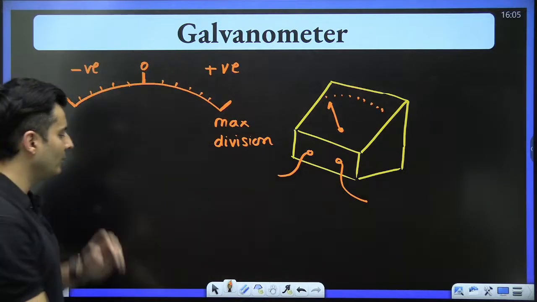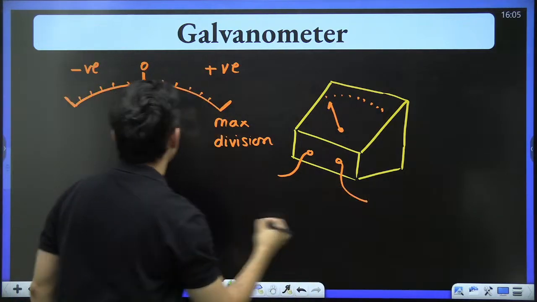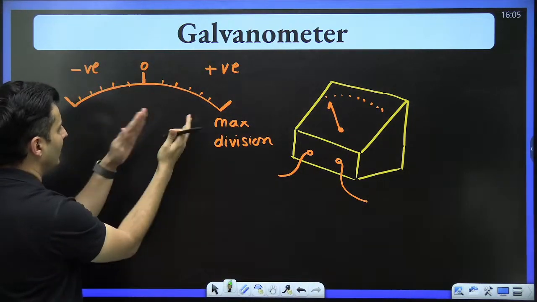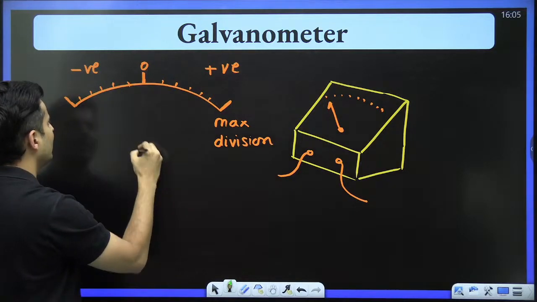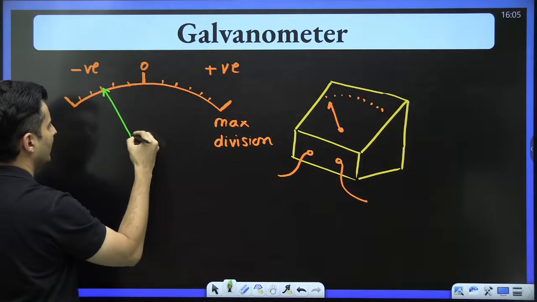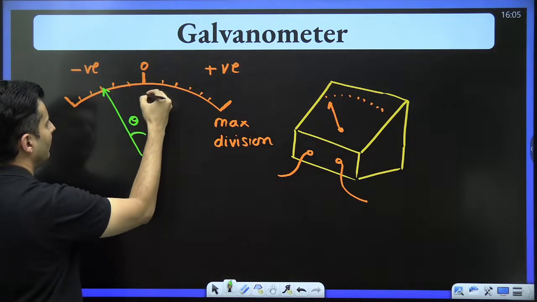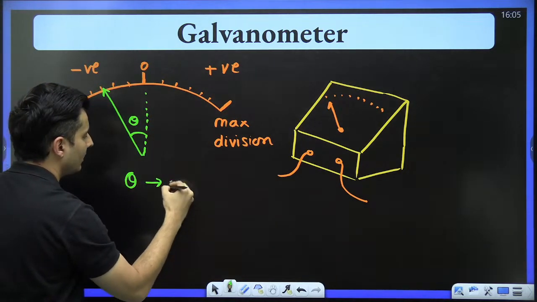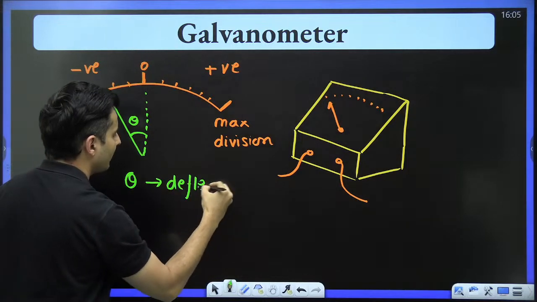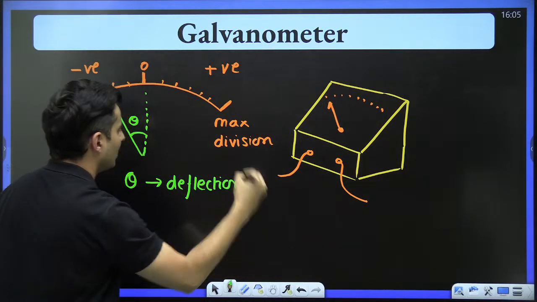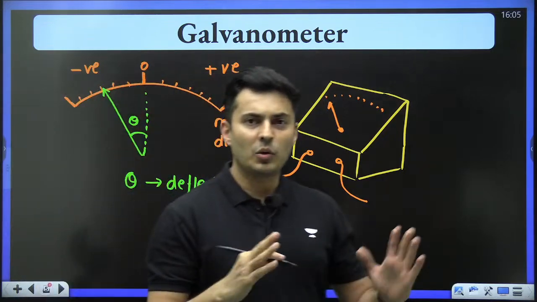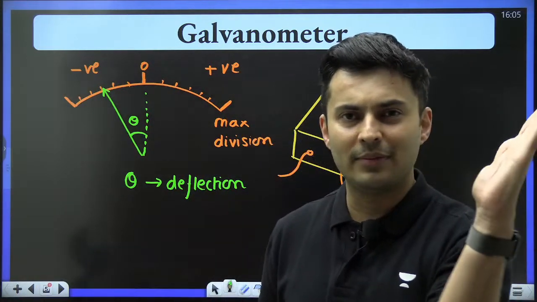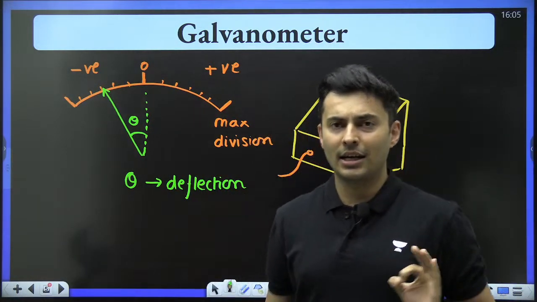This is how the scale looks like, and your needle could be anywhere, left side or right side, doesn't matter. Basically, let's say it is over here. So then this is your deflection. This theta is nothing but your deflection. So that's how it looks like, and that's how the needle moves. There is some deflection, it will show some reading and all of that.